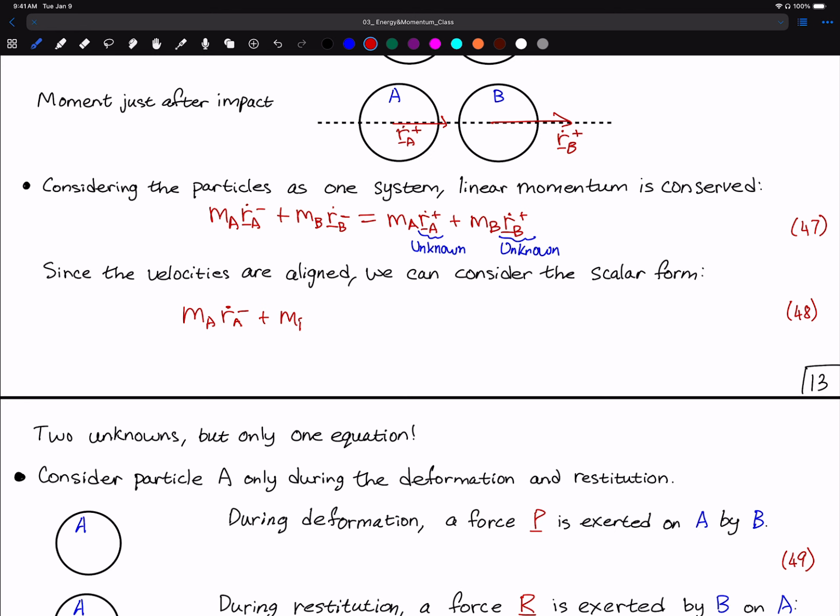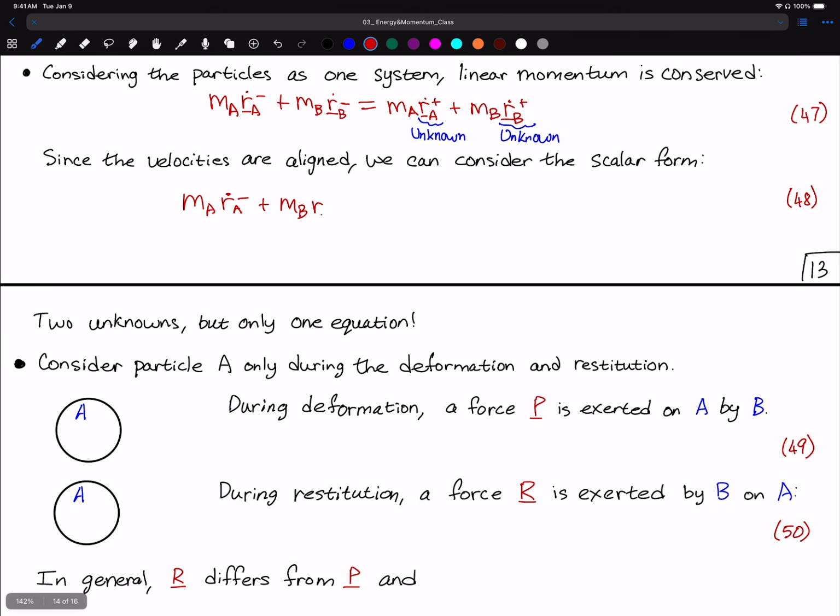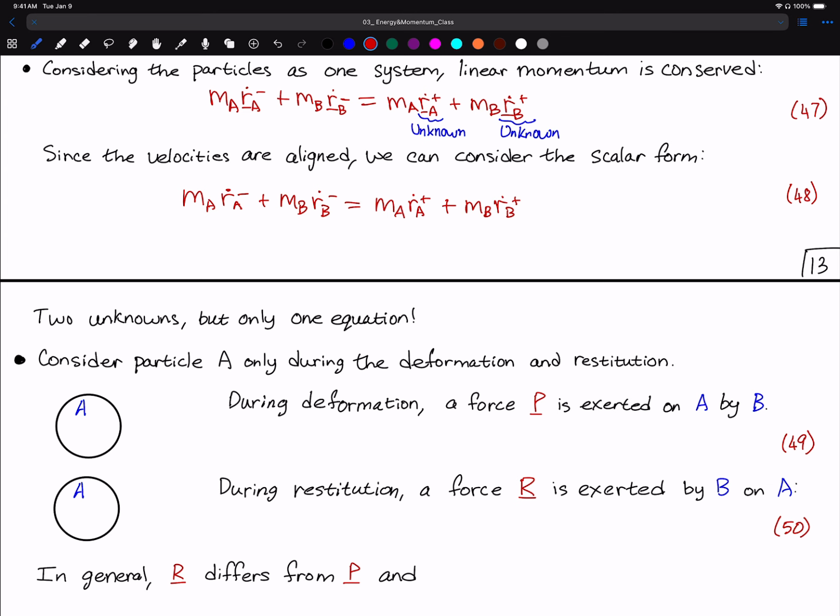plus m_B ṙ_B minus equal to m_A ṙ_A plus m_B ṙ_B after, or plus. And then here, the scalar ṙ_A plus, this is unknown. And this ṙ_B plus scalar is unknown as well.